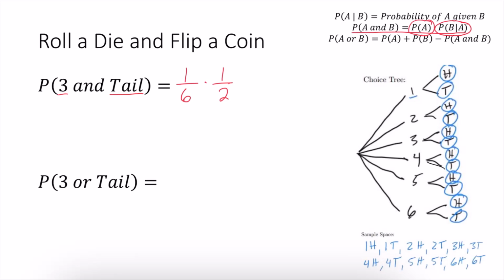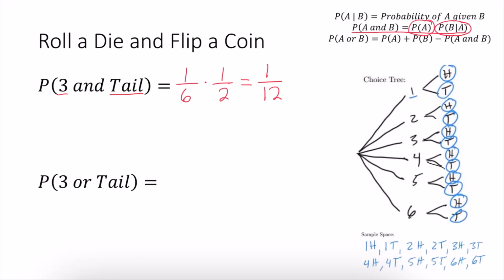And I'm going to do this in fraction form just to connect the meanings of what the calculations are doing. I would recommend doing them in decimal form when you're actually doing the calculations, but I'm going to show you guys what the fractions show us. So when I multiply these fractions together, 1 times 1 gives me 1, and 6 times 2 gives me 12. So the probability of rolling a 3 and flipping a coin and getting a tail is 1/12.